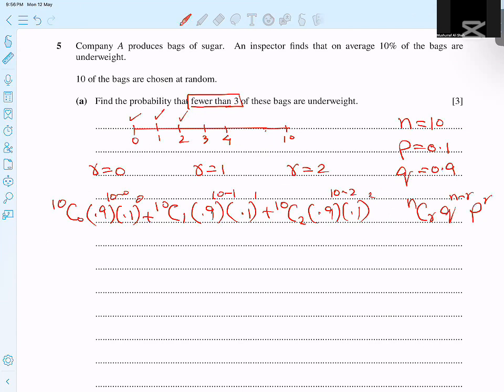Now if I check it in the calculator, it comes to 0.930 after 3 significant figures, or 0.93. So this is my answer for part A.